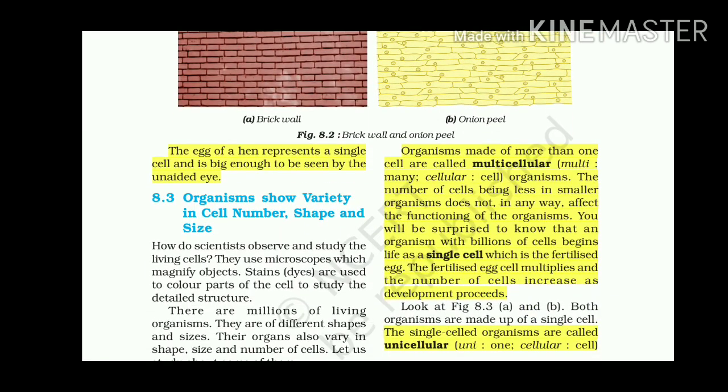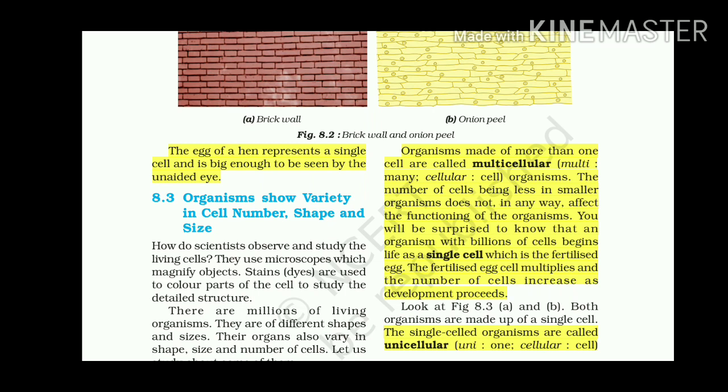The egg of a hen represents a single cell and it is big enough to be seen by the unaided eye. Organisms show variety in cell number, shape and size. How do scientists observe and study living cells? They use microscopes which magnify objects. Stains and dyes are used to color parts of the cell to study the detailed structure.